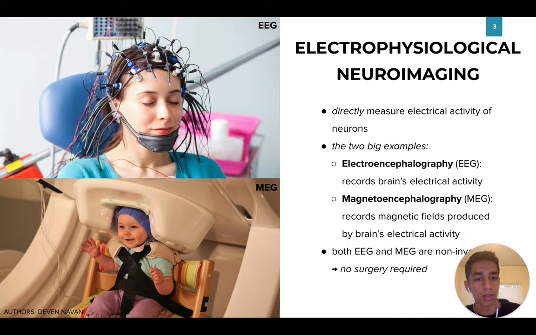With EEG, you're recording the brain's electrical activity, and with MEG, you're recording the magnetic fields produced by the brain's electrical activity. In later sections and lessons, we'll go much deeper into how these techniques work. Both EEG and MEG are non-invasive, which means no surgery is required to perform them.